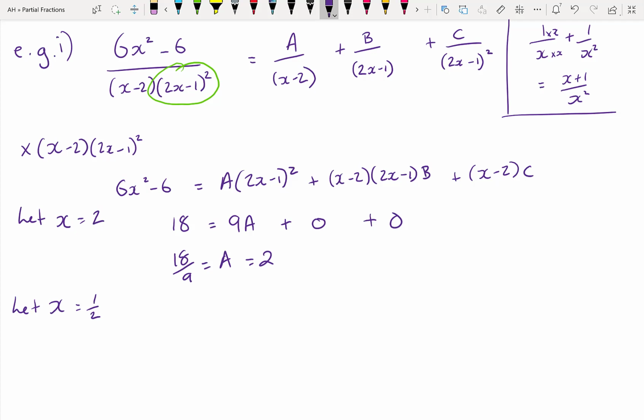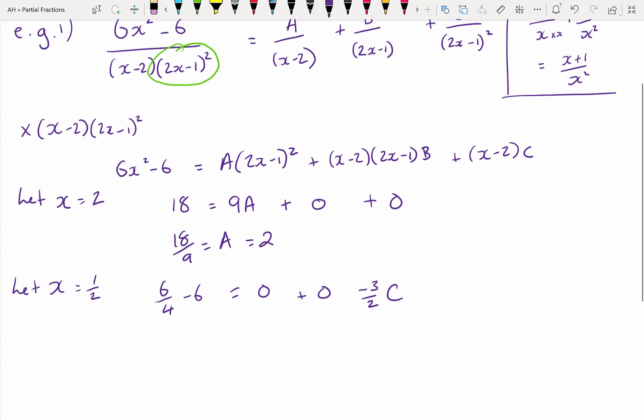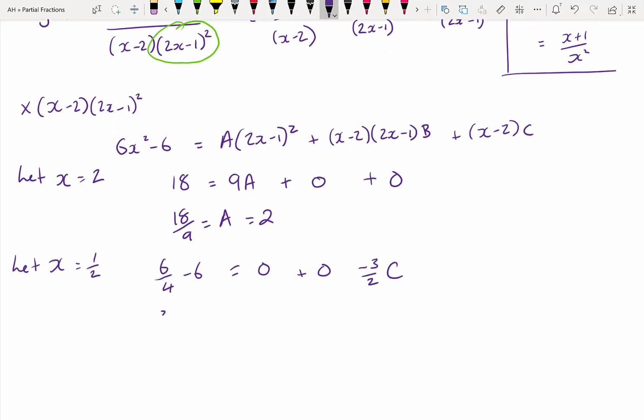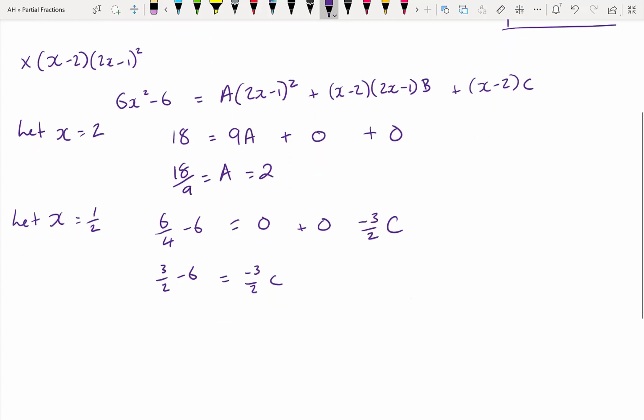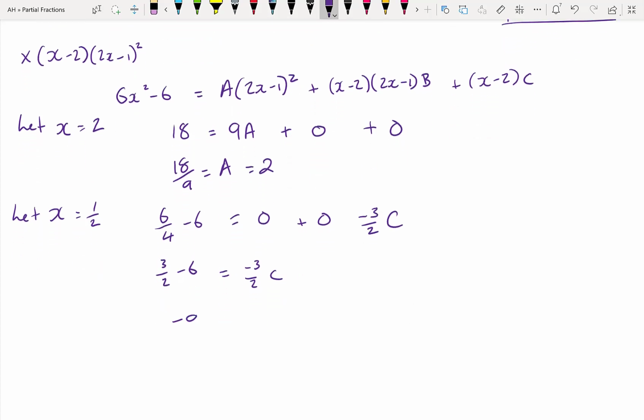If we shove it into the left hand side, we're going to get 6 quarters minus 6 is equal to, I'm going to have 0 plus 0, and then I've got a half minus 2, so I've got minus 3 over 2 lots of c. So let's tie this down a bit. I've got 3 over 2 minus 6 equals minus 3 over 2 c. And so minus 9 equals minus 3c.